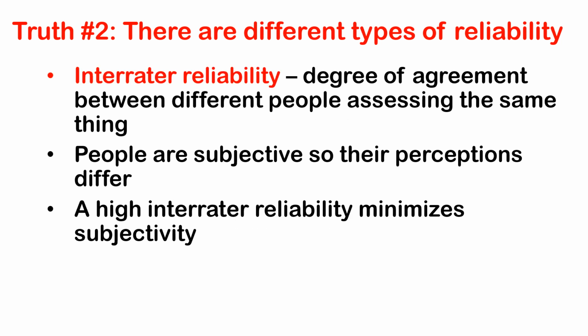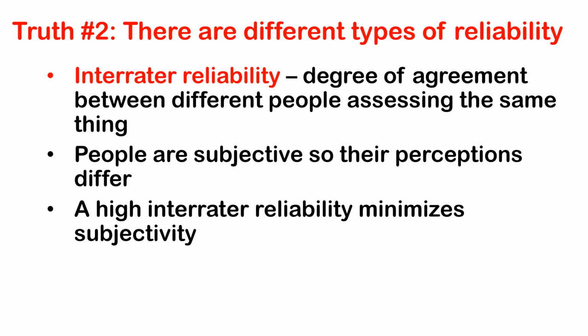The second type of reliability is inter-rater reliability, which is the degree of agreement between different people assessing the same thing. Such as, for example, two census takers saying that the same house is made of light materials. But if one census taker says that it's made of light materials and the other census taker says that it's made of permanent materials, then there is no agreement between these two persons.